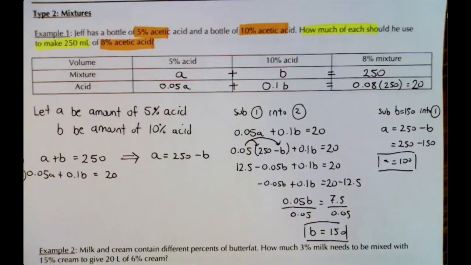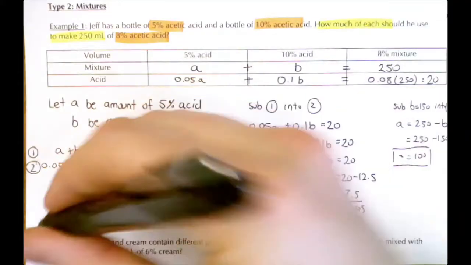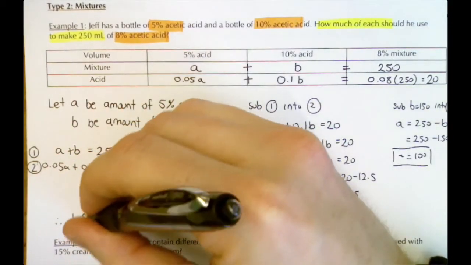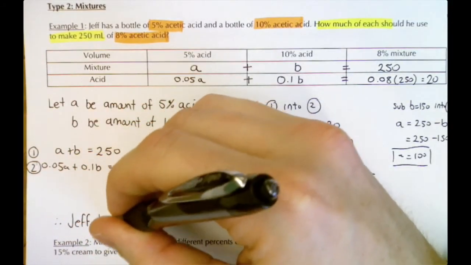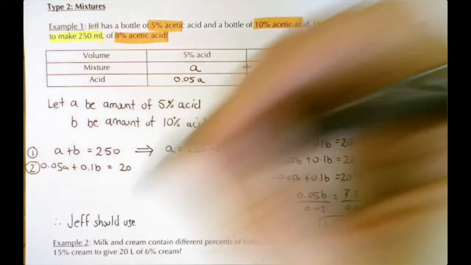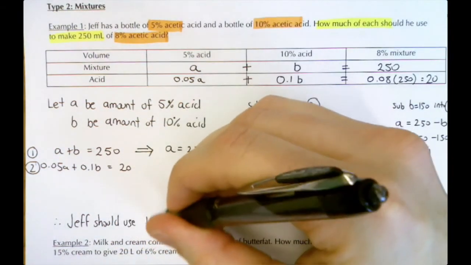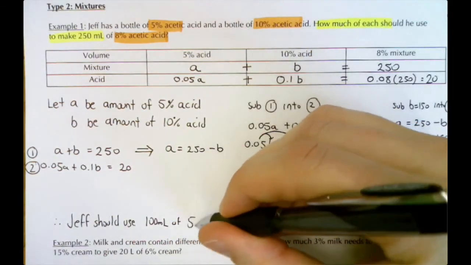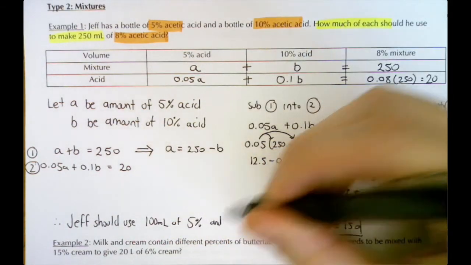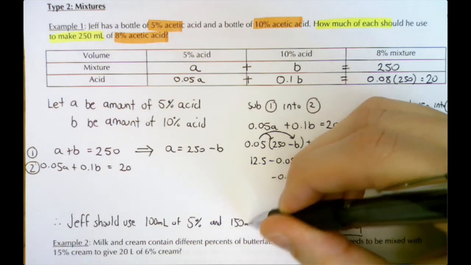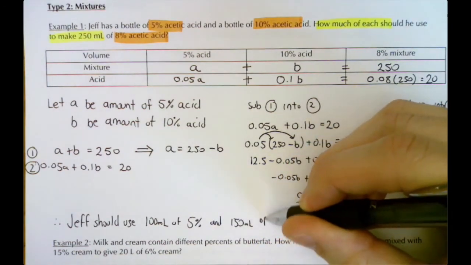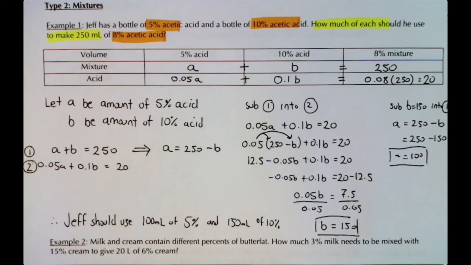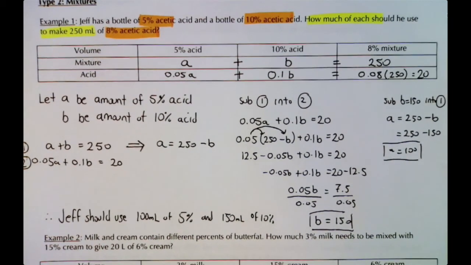So we can write a therefore statement now. Therefore, Jeff should use 100 milliliters of 5% and 150 milliliters of 10%. There we have it, mixture question.